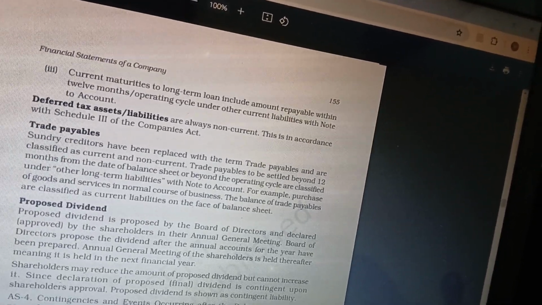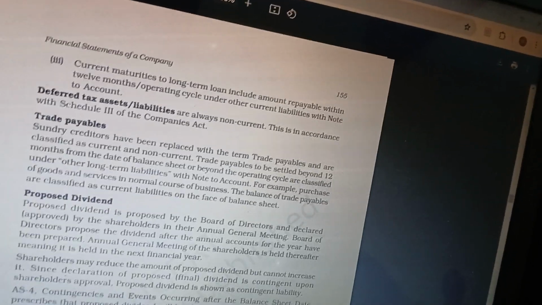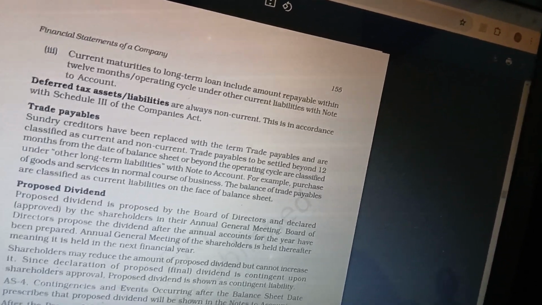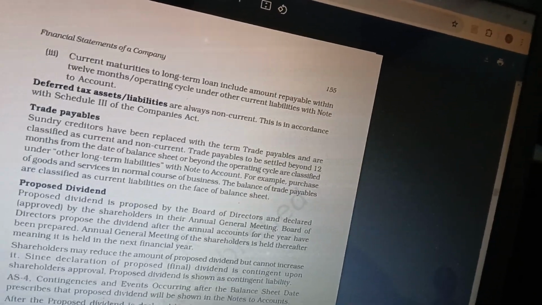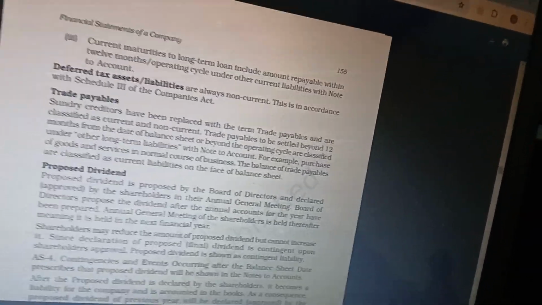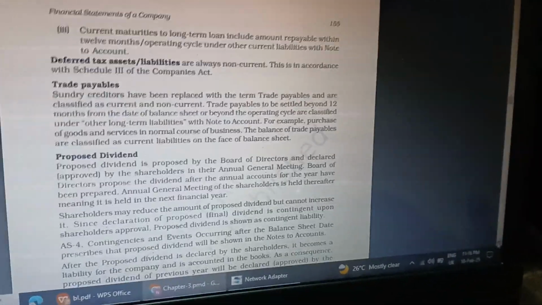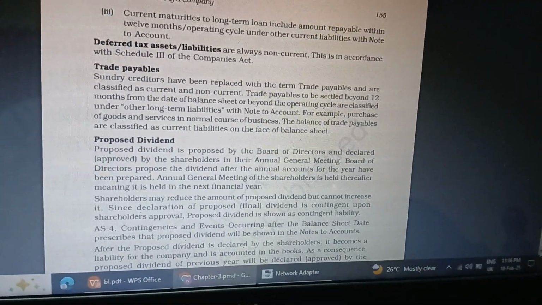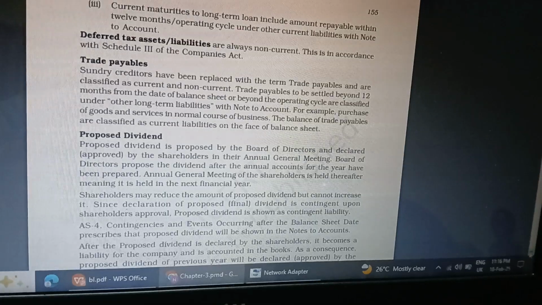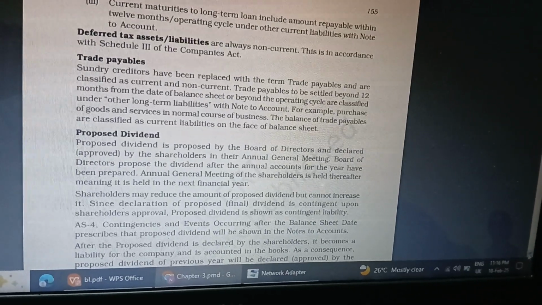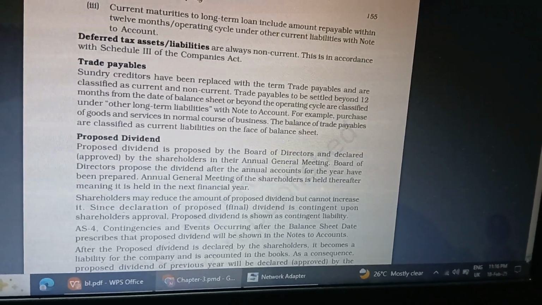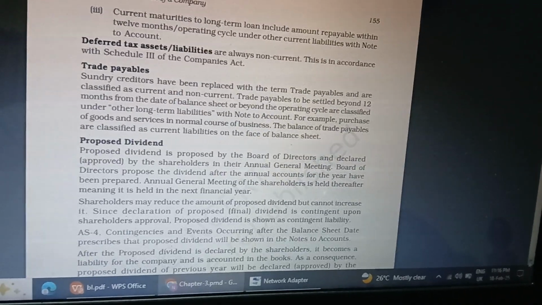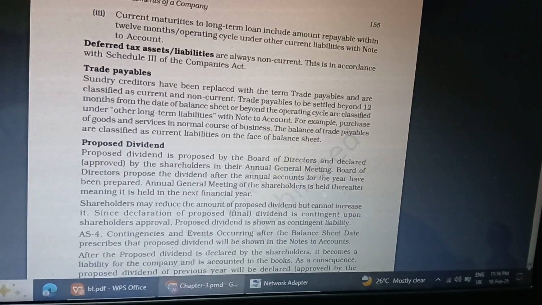It's not yet paid. It is to be paid. Board of directors propose the dividend after the annual accounts for the year have been prepared. Annual general meeting of the shareholders is held after, meaning it is held in the next year. Shareholders may reduce the amount of the proposed dividend but cannot increase it, since declaration of the proposed dividend is contingent. Contingent means liability that may occur in future. That is, this amount has to be paid in future.